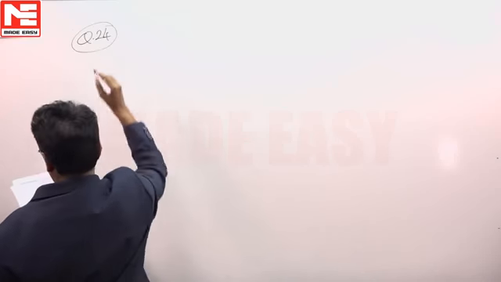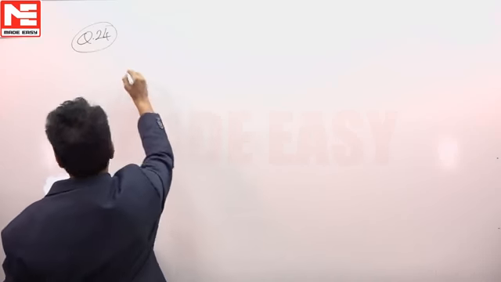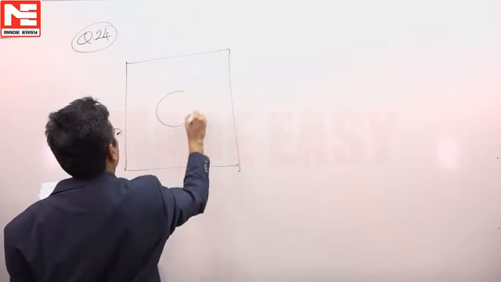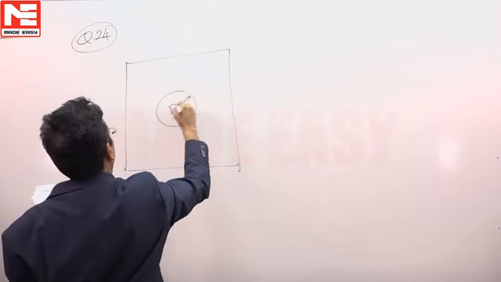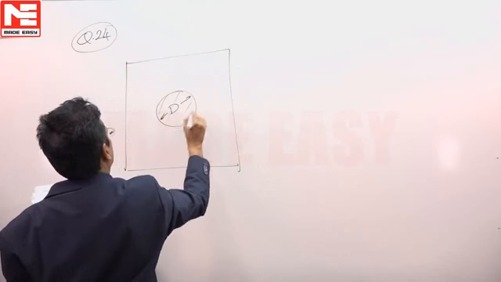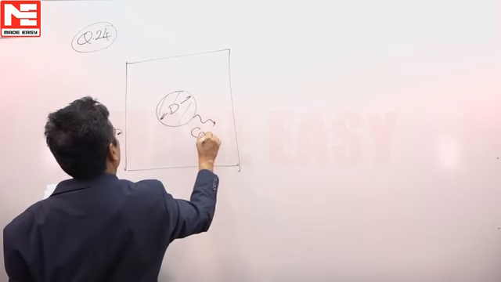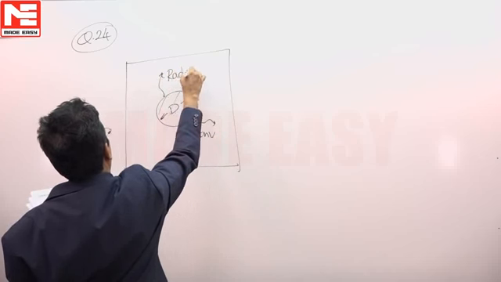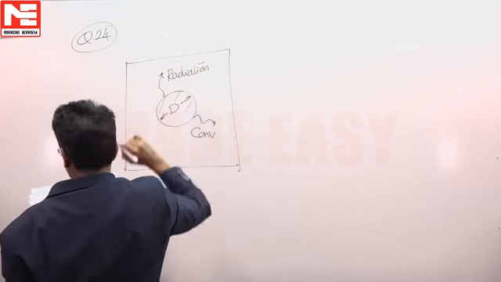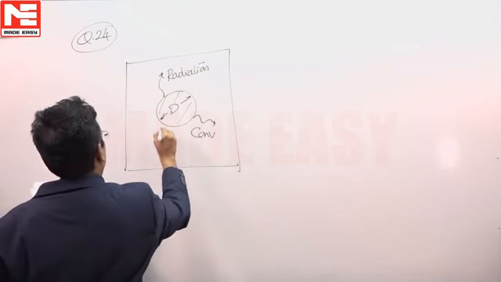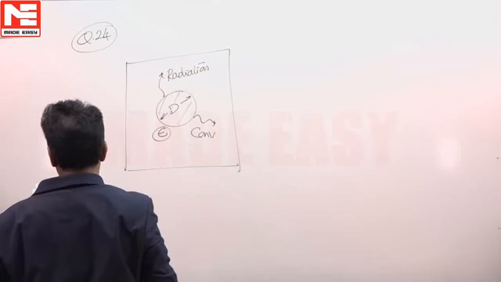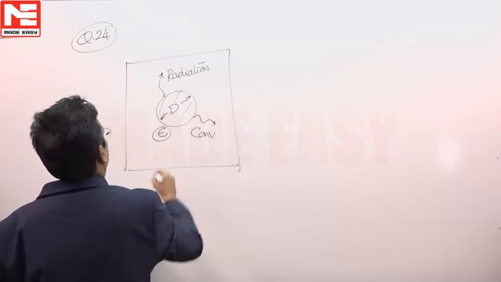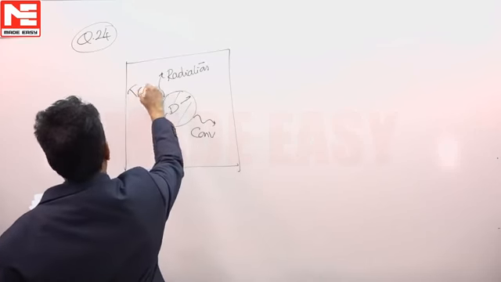In this question number 24, a solid aluminum sphere of diameter d is losing heat by convection as well as by radiation to the ambient, and the emissivity of the sphere is epsilon. The ambient temperature you may take as T infinity.